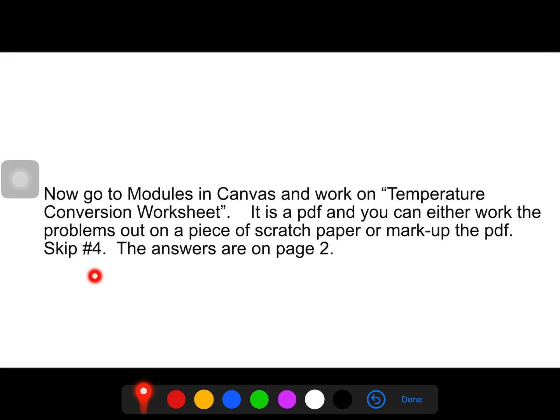There is a quiz that you need to finish by the end of the week that is on the unit temperature conversion and temperature conversion alone. If you have any questions, let me know. Thanks.